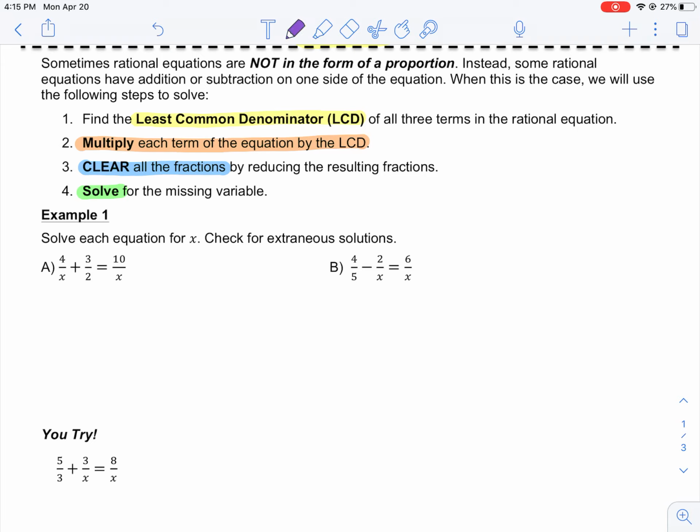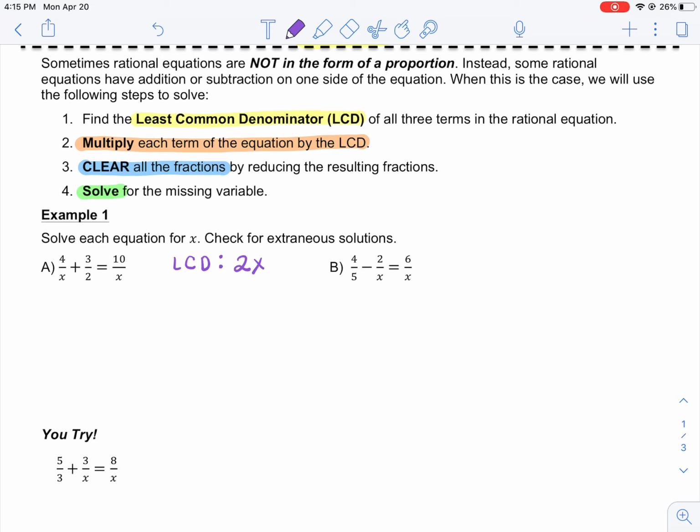Solve each equation for x, check for extraneous solutions. That just means make sure whatever value you get does not cause the denominator to equal 0. The first thing is to find the least common denominator. To find it, you're going to look for any terms that appear once or twice in the denominator. In this case, we have a shared variable of x, and then we have a single 2. So you need to include a 2 in the least common denominator, and you need to include an x. Really, any factors that appear once or more than once get multiplied to create that least common denominator.